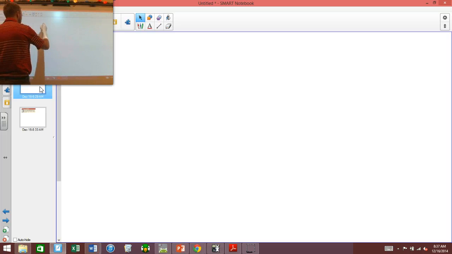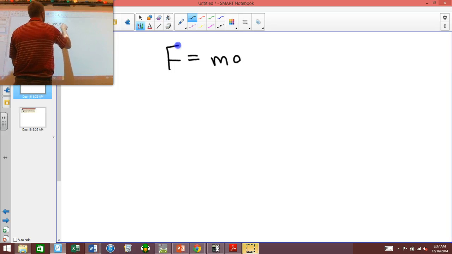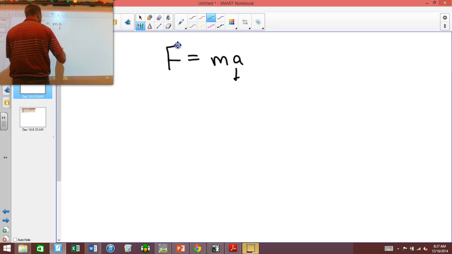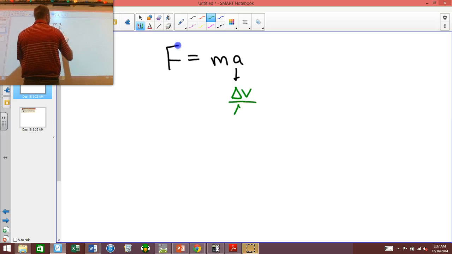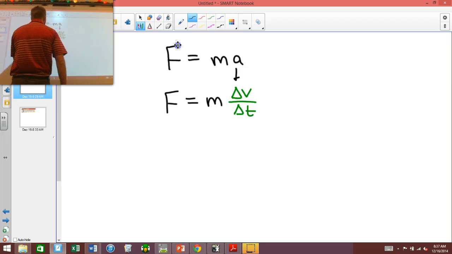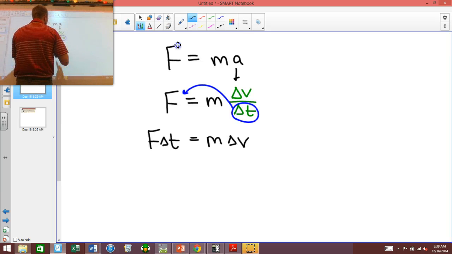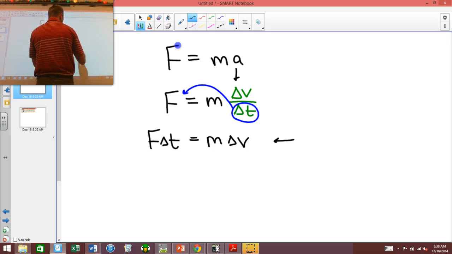Impulse and momentum comes from this equation, F equals ma. And you know that acceleration is your change in velocity over your change in time. And then what you do is you take this change in time and you multiply it by both sides. So you end up getting F delta t equals m delta v. And we call this the impulse momentum theorem.